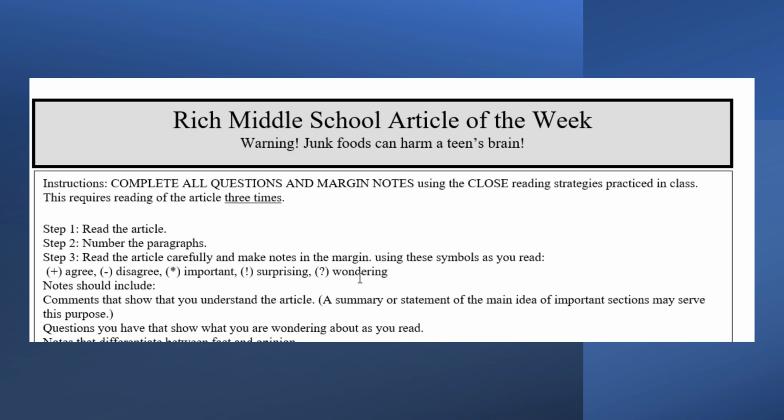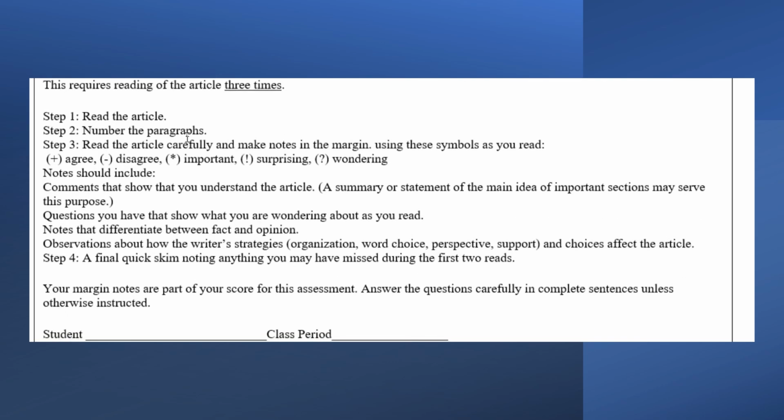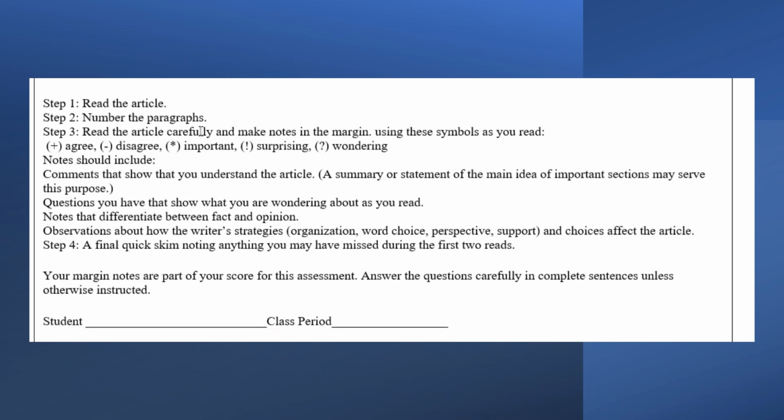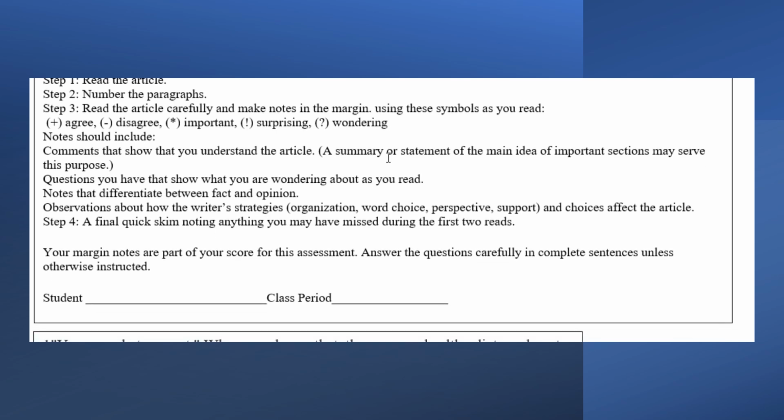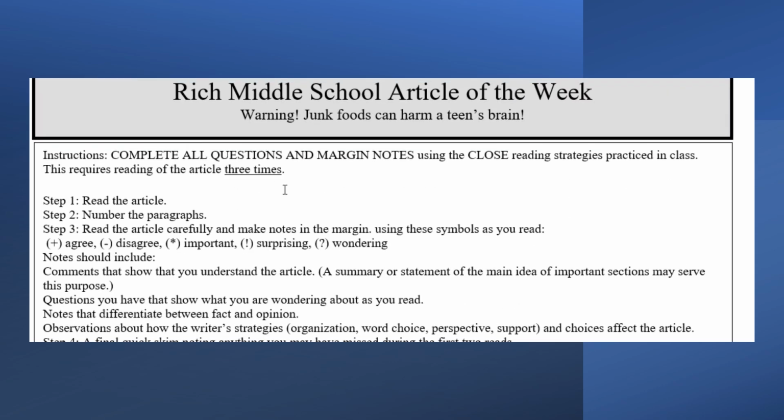Okay, so we have read the article. We've commented on the article, okay? We've commented and put our notes. We've numbered our paragraphs. We've gone back in and done our agree or disagree. It says step 4 is a final quick skim, noting anything you may have missed during the first 2 reads. So, yes, she's technically saying that you need to read this 3 times, because she's having you read the article. Then as you're numbering the paragraphs, she wants you to read it again.